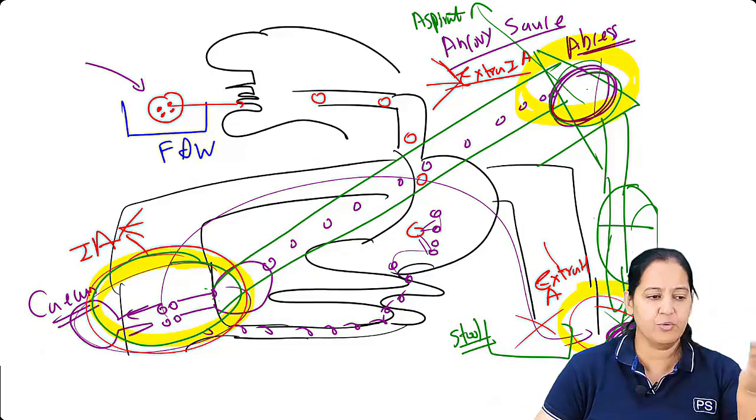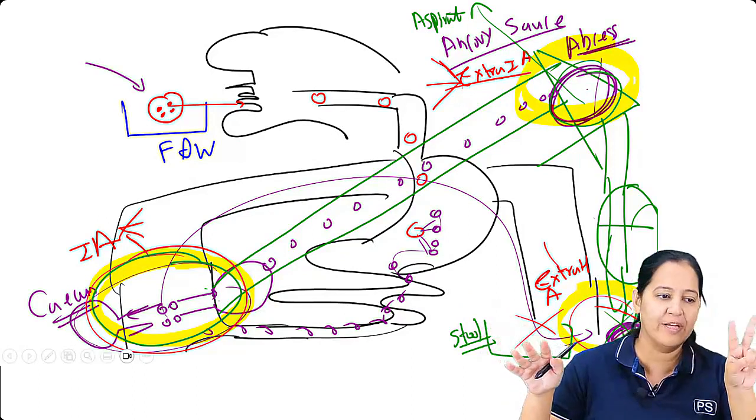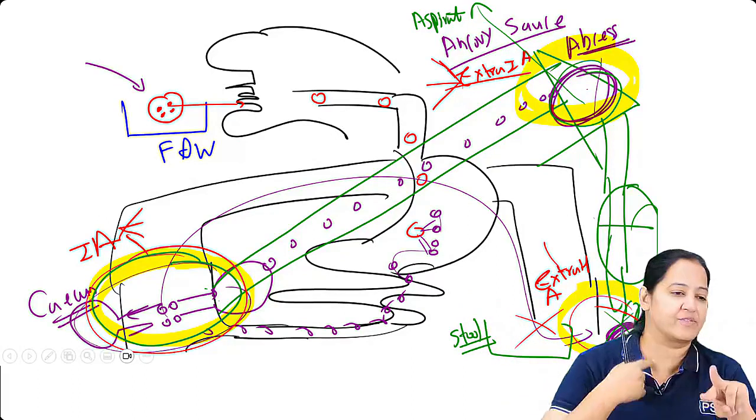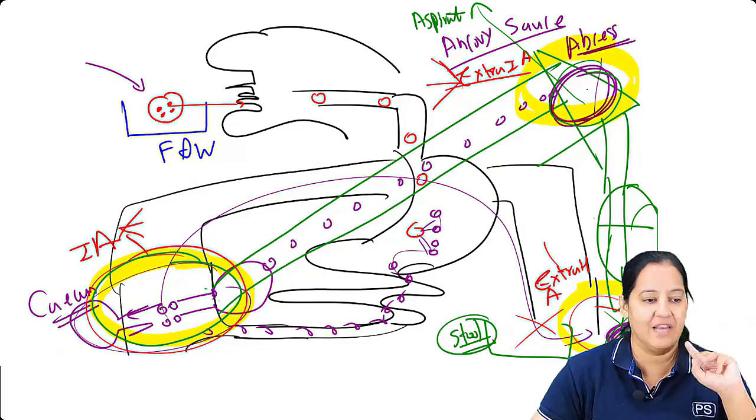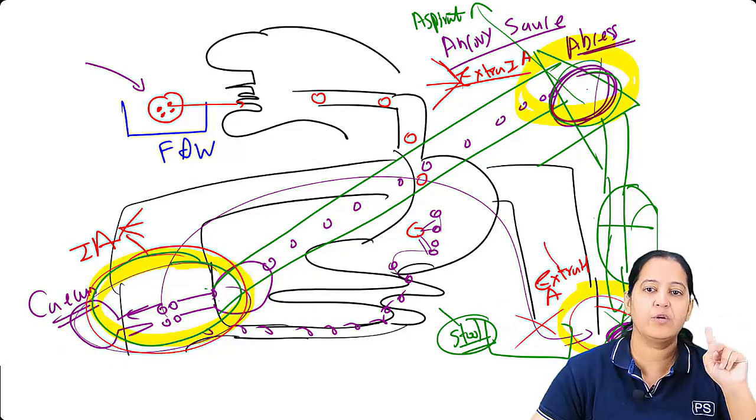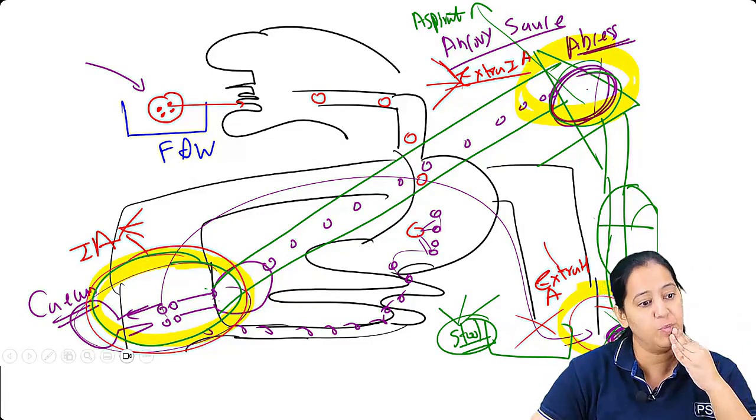Lung mein bhi hai, toh we will do aspirate, lekin main lung ki baat nahi karungi. I'm considering only 2: intestinal amebiasis and extra-intestinal. So yahan pe stool mein kya milega? Let me give you 3 options: only trophozoite, only cyst, or both. Batao, stool mein kya milega?